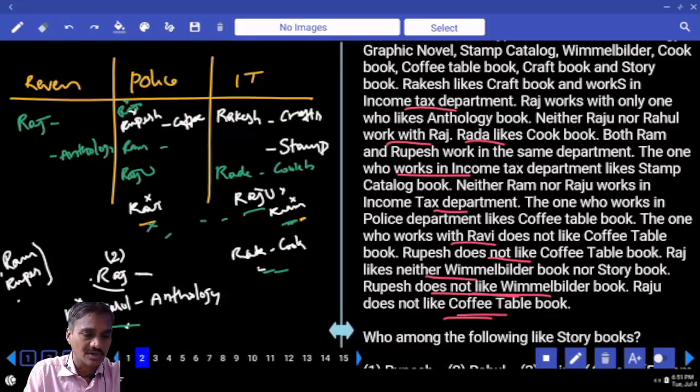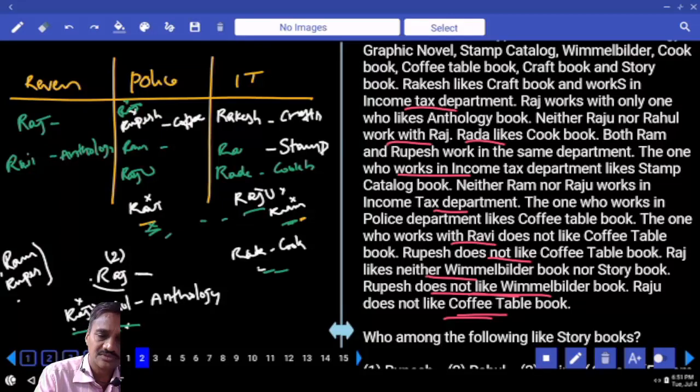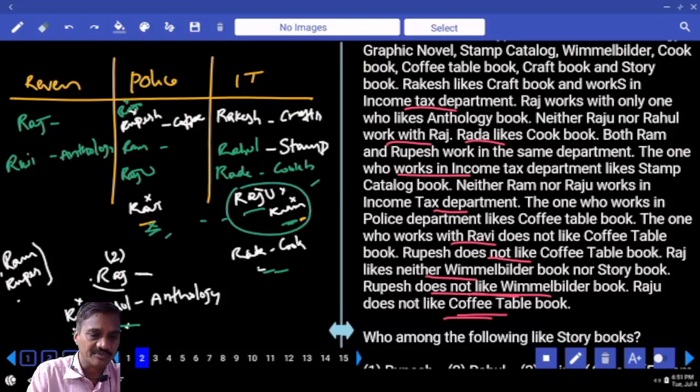Raju and Rahul and college. Ravi cannot be at this place. Then where is this Ravi? Now can you take Ravi at this place or not? Now if Ravi is here, Raj, Ravi, Rupesh, Ram, Raju and Rakesh, Rade, and who is the other person? Rahul. And if Rahul is here, Rade cookbook, and Raju and Ramu cannot be here. Raju and Ramu is here, and Raj and Ravi at this place.